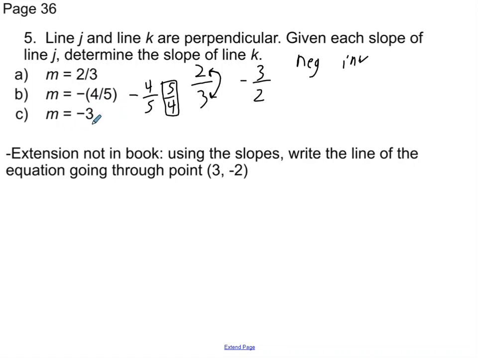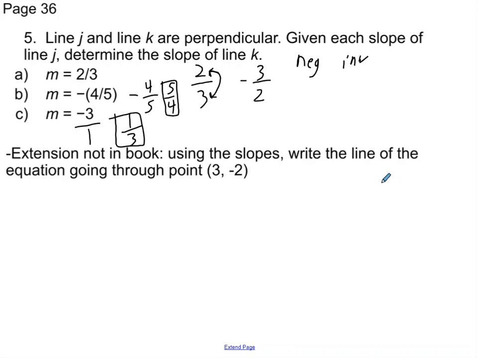Okay, so there is no bottom number, but we should know that any number can be divided by 1 and it won't change the value. So now I have -3 over 1. I swap the numerator and denominator, get 1/3, and then it is negative already, so the negative inverse just makes it 1/3.